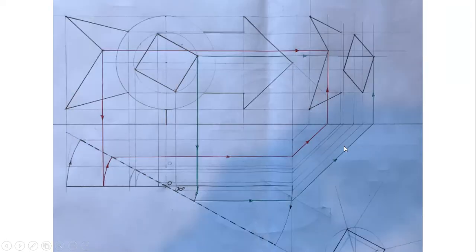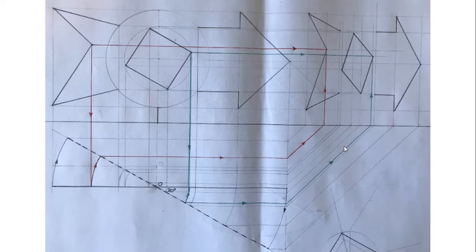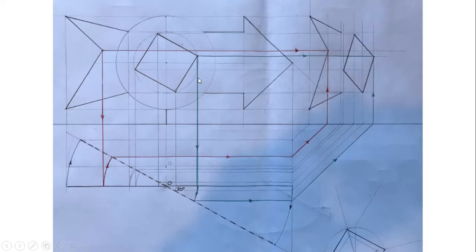The exact same idea with the square. Sorry, I meant to skip that. I've just shown in green there how I've actually taken that down. If I just go back one there, you can see it now. Taking the green one down, take it across, take it up and over, and that's going to be one corner of my square. And you can see the square is actually more squashed in appearance compared to what it would have been in the elevation because it's being tilted at a 30 degree angle.